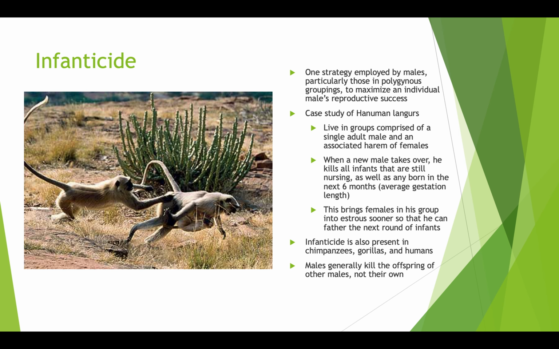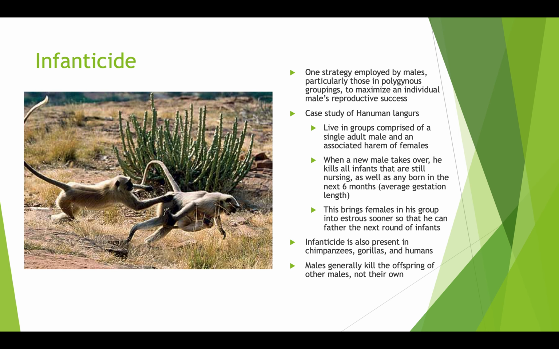Hanuman langurs are a really good example of this, also called the gray langur. They live in groups that are comprised of a single adult male and his harem of females. And those males are constantly being challenged for their harem. So if a new male takes over, he will go ahead and kill any infants that are still nursing. Langurs will nurse for 2 to 3 years.